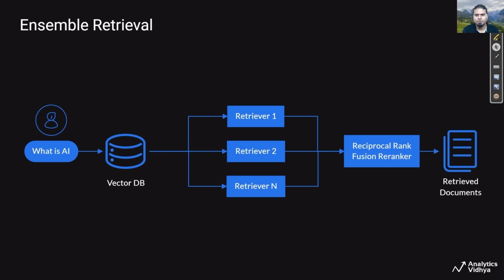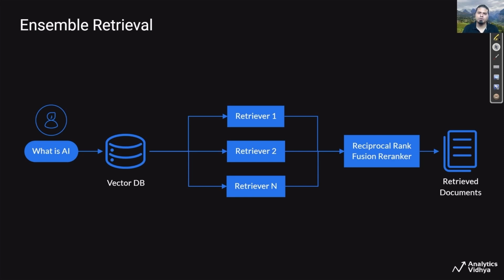Ensemble retrieval. So typically in ensemble retrieval, you end up combining multiple retrieval strategies or multiple retrievals, and then take an average at the end or a weighted average depending on whatever weights you want to assign to each of the retrieval strategies based on the importance. So as the workflow shows you here, your query goes into the vector database. Each of the retrievers will retrieve relevant documents, and then this will go into a reciprocal rank fusion re-ranker, which will then re-rank the final set of documents and give you the most relevant documents at the end.